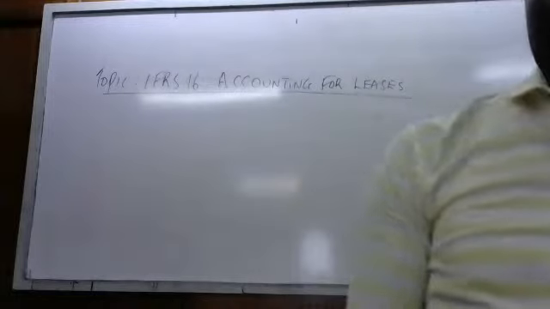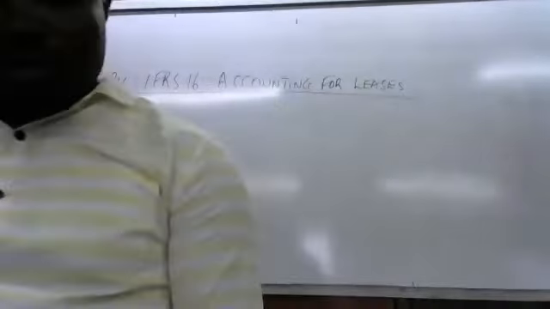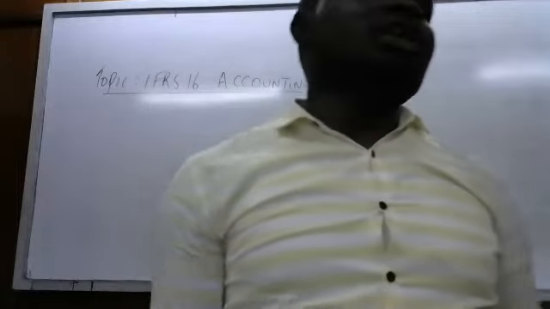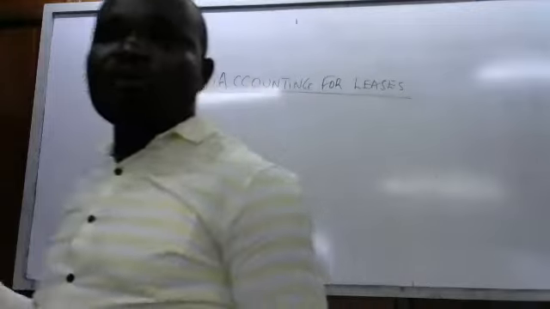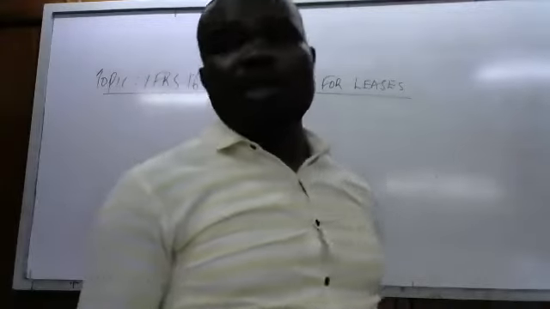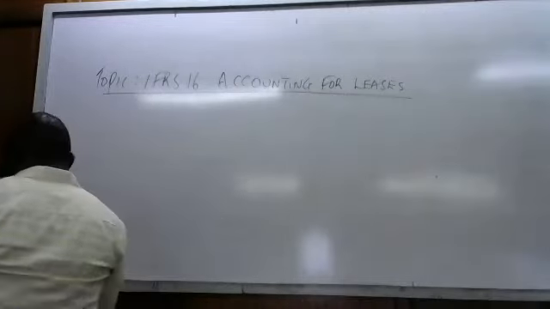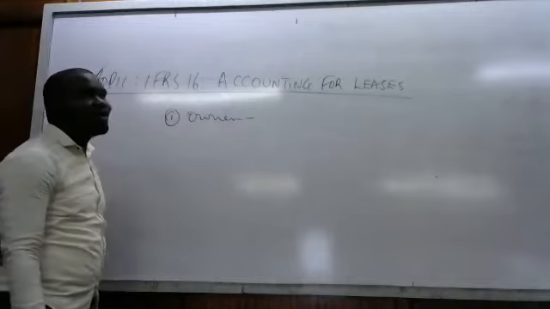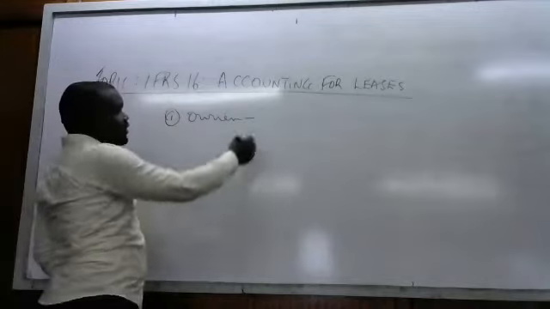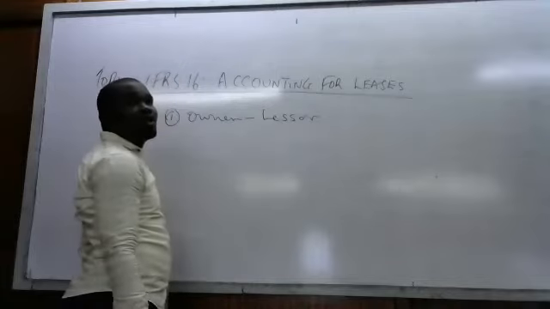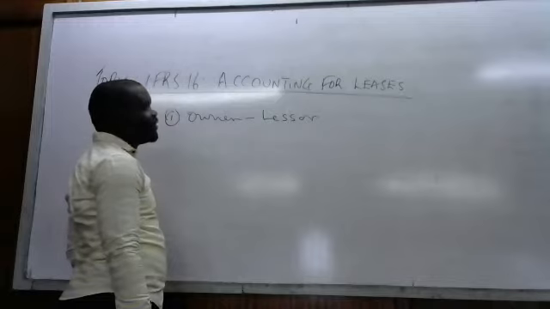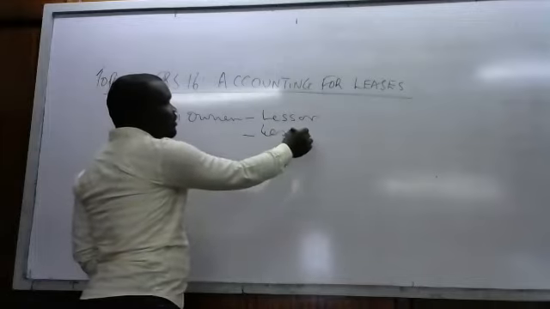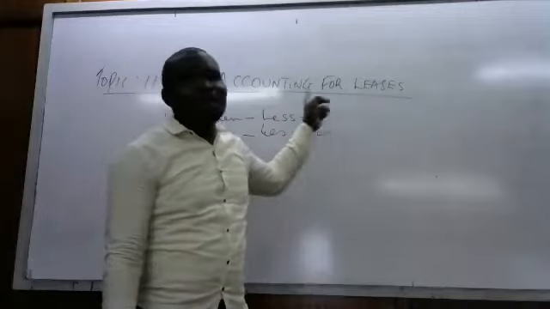So a lease is just an agreement where one party gives out an asset in expectation of installments from the other party. So we have two parties involved. We have the owner of the asset. The owner of the asset is called who? Then the one who takes over the asset, the lessee.